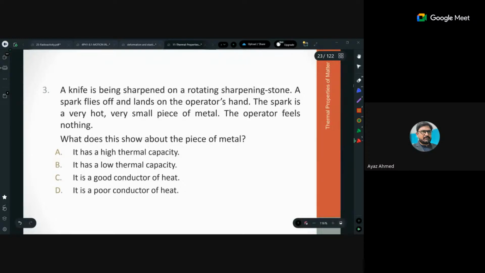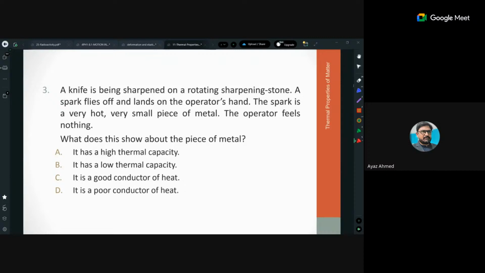A knife is being sharpened on a rotating sharpening stone. The spark flies off and lands on the operator's hand. Oh, poor fellow, he must have got burnt. The spark is a very hot, very small piece of metal.